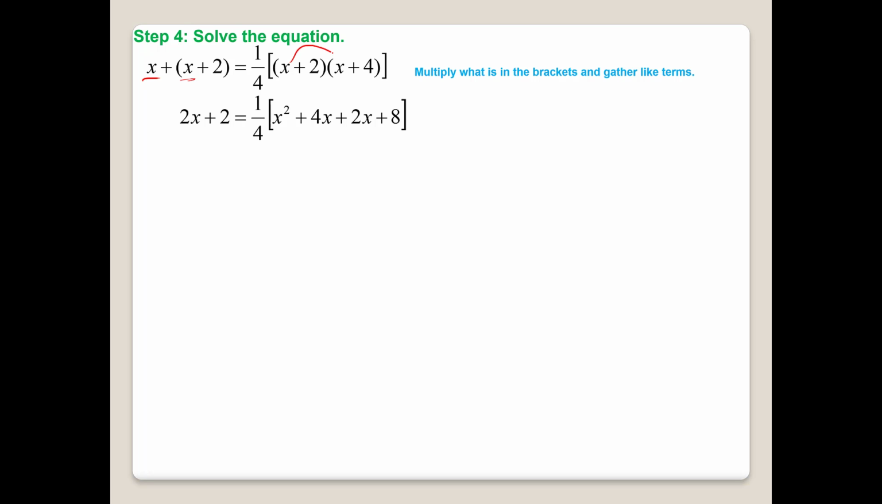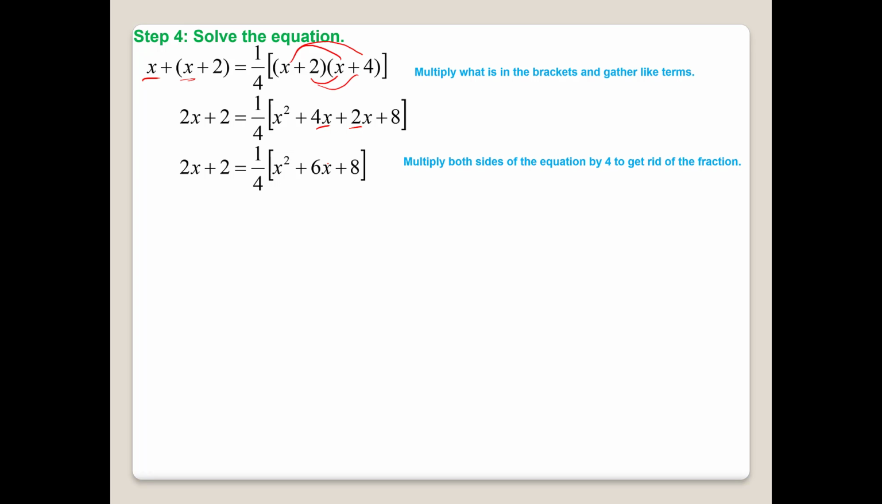We said x times x is x squared. X times positive 4 is 4x. Then we did 2 times x is 2x. And 2 times 4 is 8. Then we should combine like terms, in which case we took our 4x plus 2x and gives us 6x. And those are the only like terms we can combine right there.